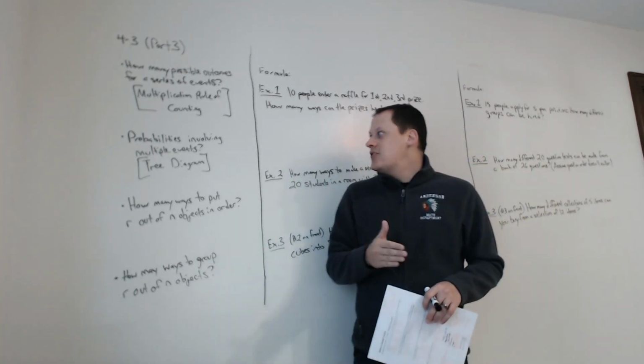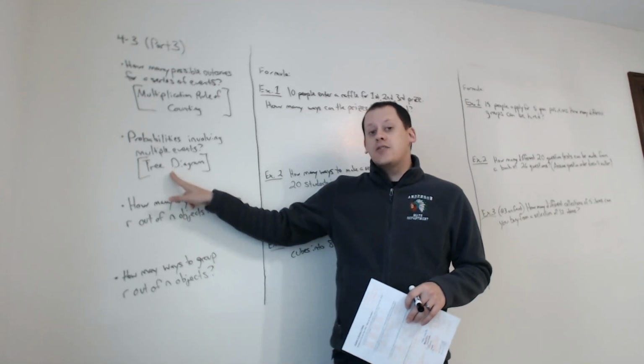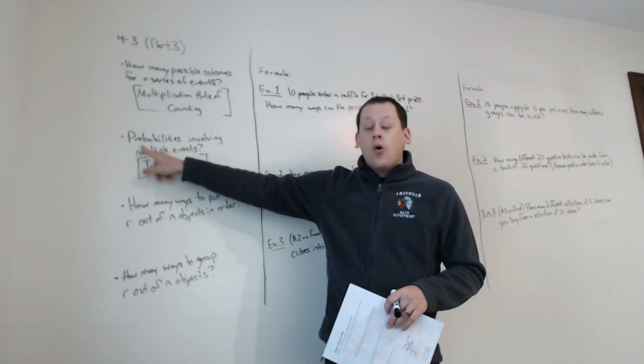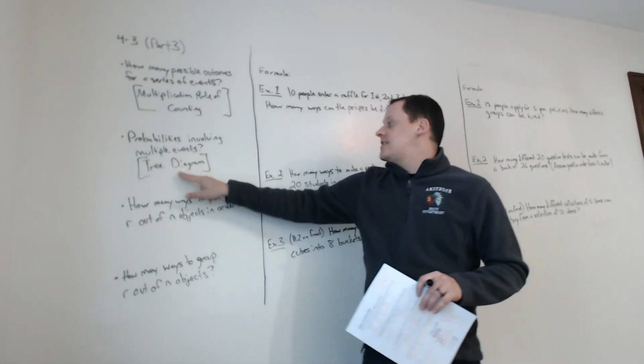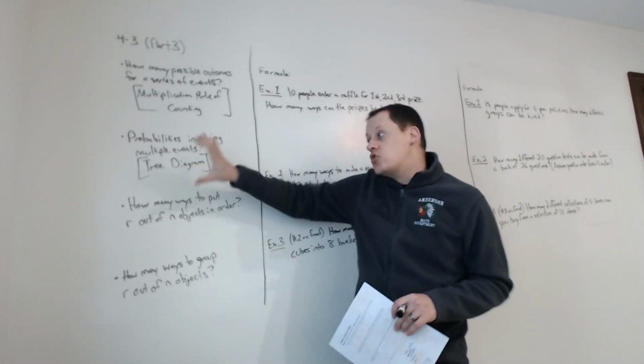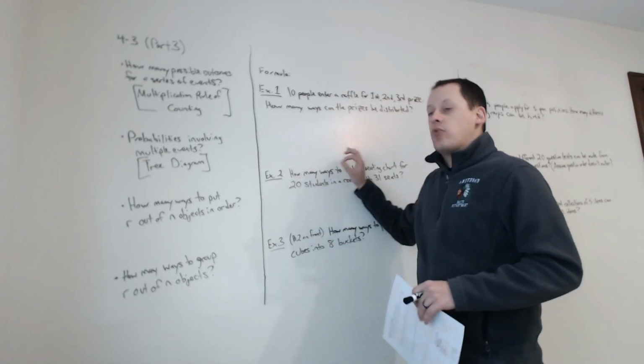If it's a series of events, like the examples that we did the tree diagrams for in this section, those are the only types of questions in this section that ask about probabilities. That is a dead giveaway. Use your tree diagram, show what happens, all the different outcomes for each event, and what the probabilities are.